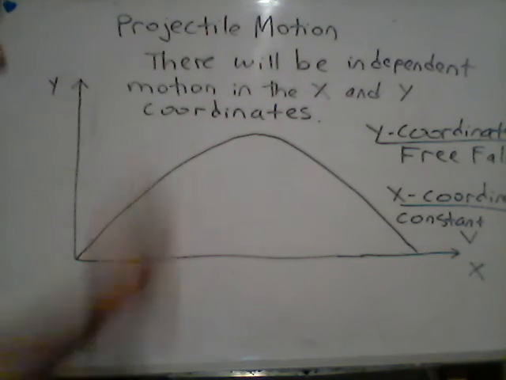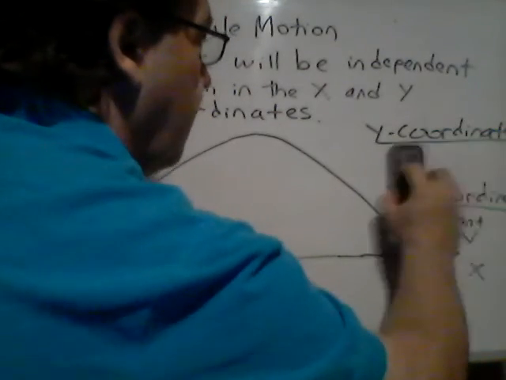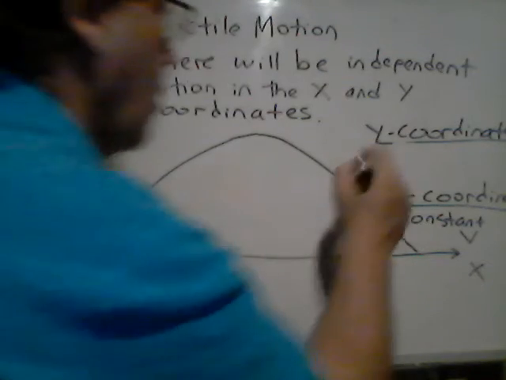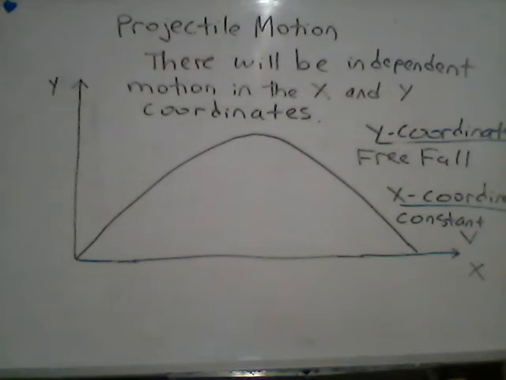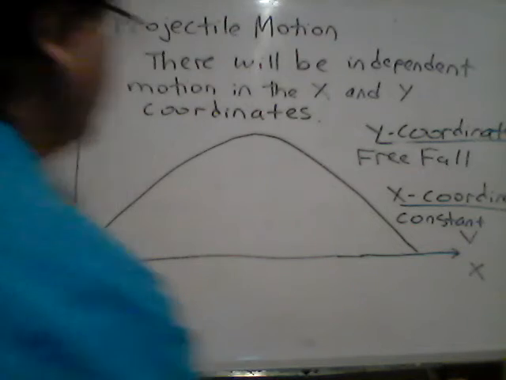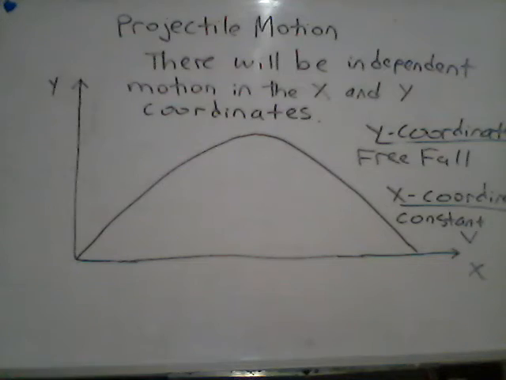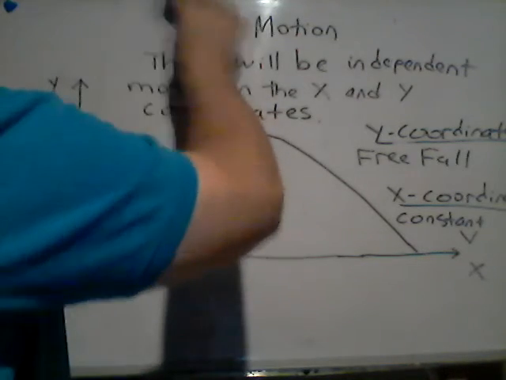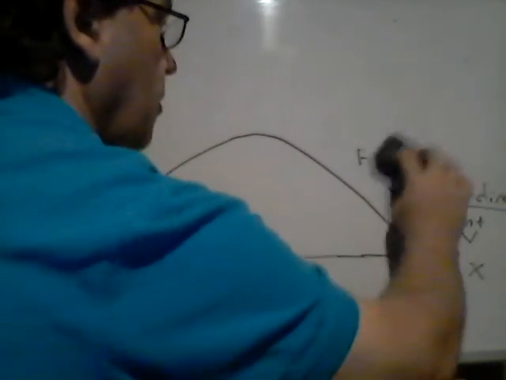So we have two independent types of motion that are going to be occurring in this projectile motion scenario. Okay, and so this is actually free fall. I can say off the camera here, free fall. There you are. Okay, so let me erase the words here and let's start analyzing this picture. All right, so two types of motion. And I'm still talking about projectile motion.